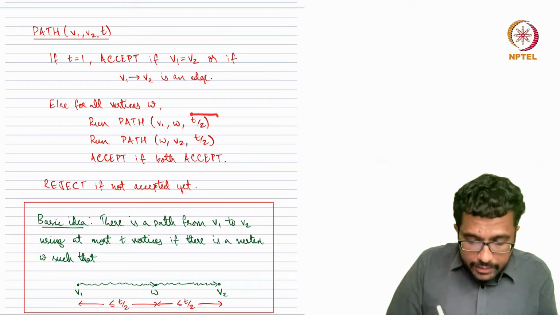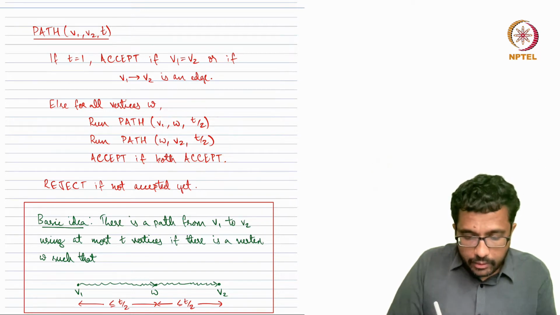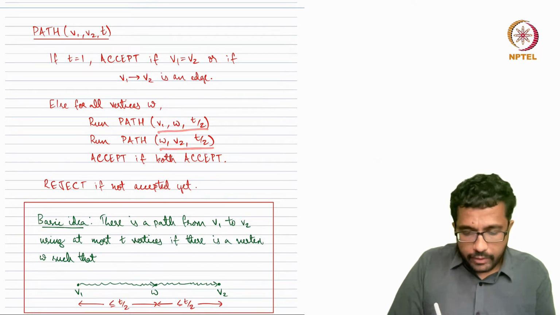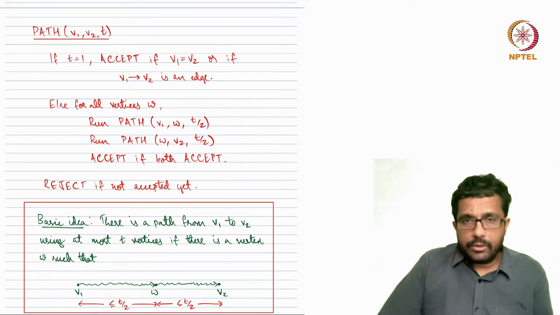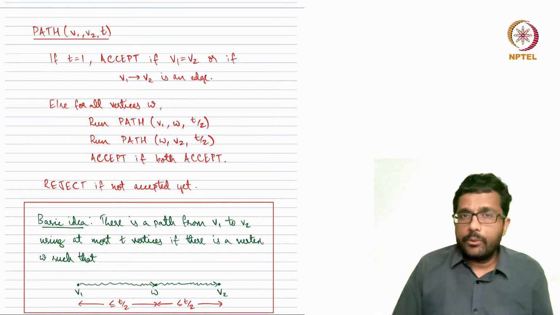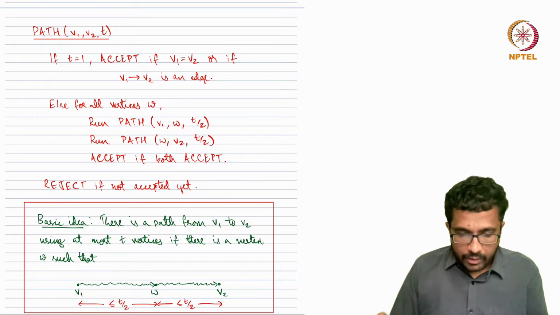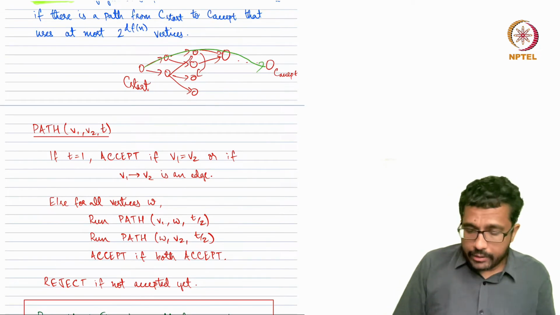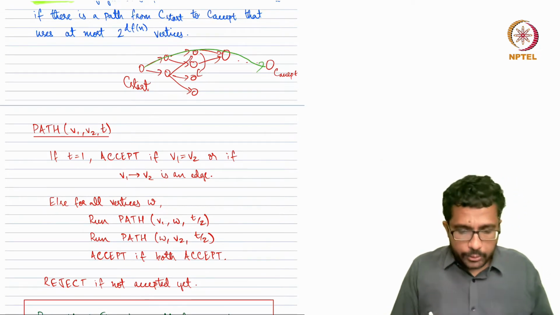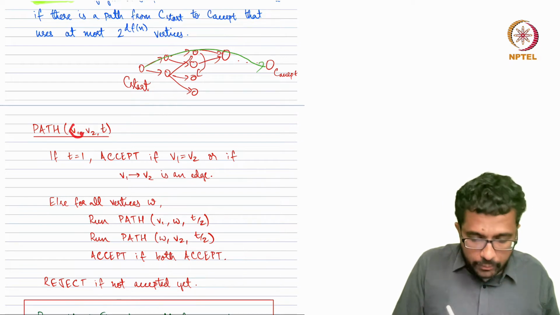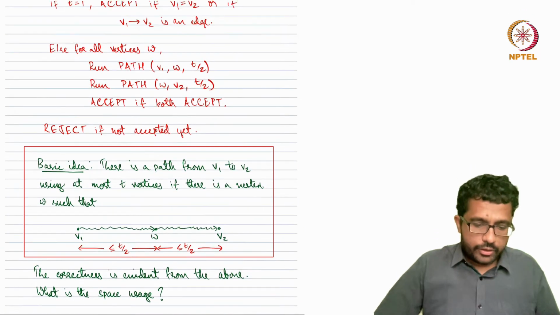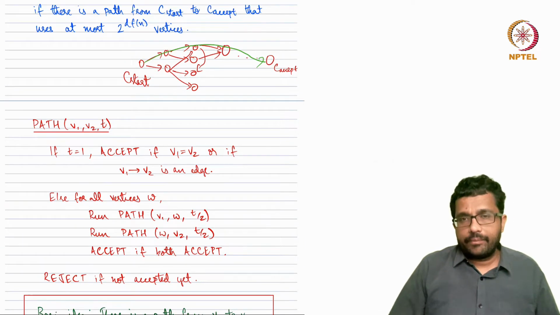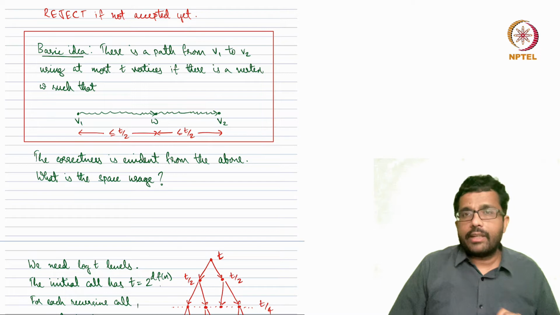And this W, we don't know which W it is, so we just try out all possible W's, and if for any W this works out, that's fine. We have a path from V1 to V2 of length at most t. So now this is the algorithm. Now we just have to say what V1 should be, what V2 should be, and what t should be. The space usage is at most O(n squared). These are the two things that we have to show.